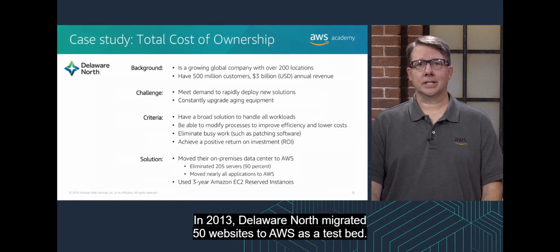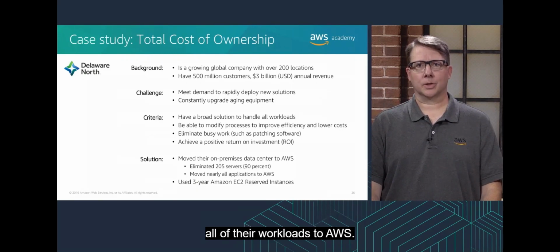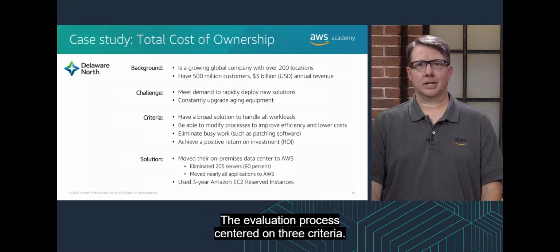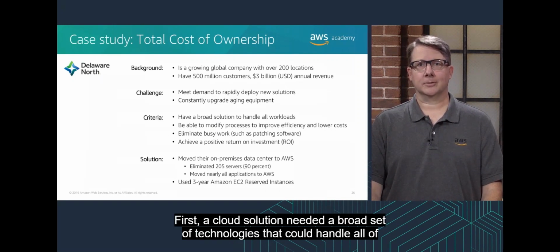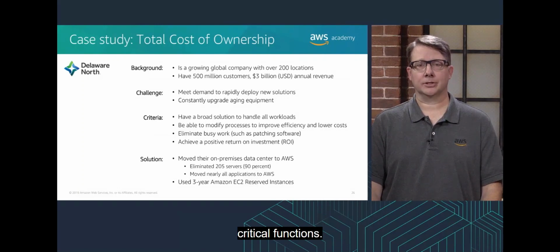In 2013, Delaware North migrated 50 websites to AWS as a test bed. They conducted an evaluation to see if they could move all of their workloads to AWS. The evaluation process centered on 3 criteria. First, a cloud solution needed a broad set of technologies that could handle all of Delaware North's enterprise workloads while delivering support for critical functions.